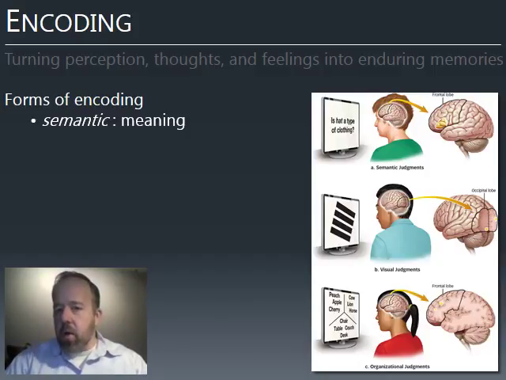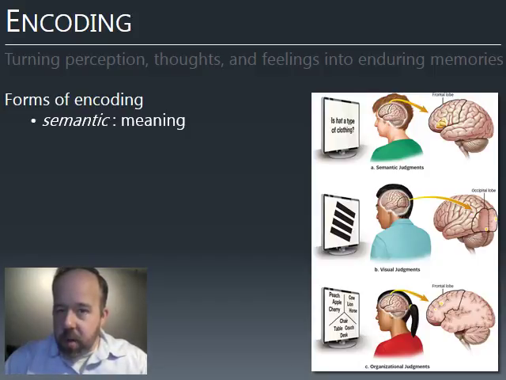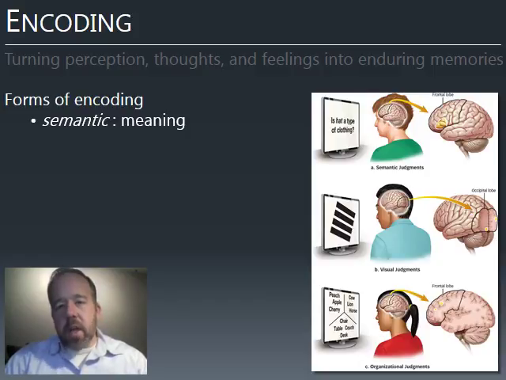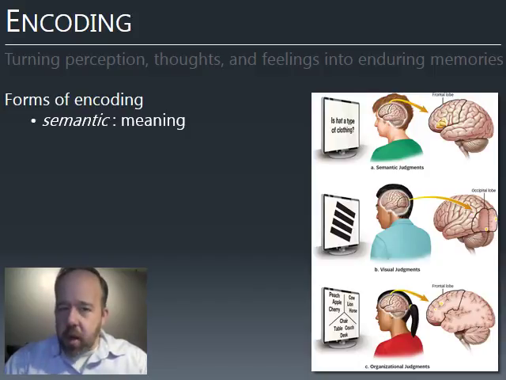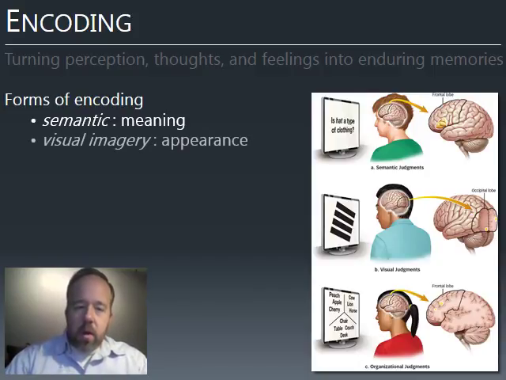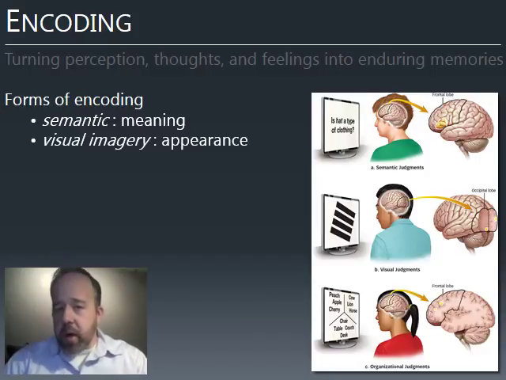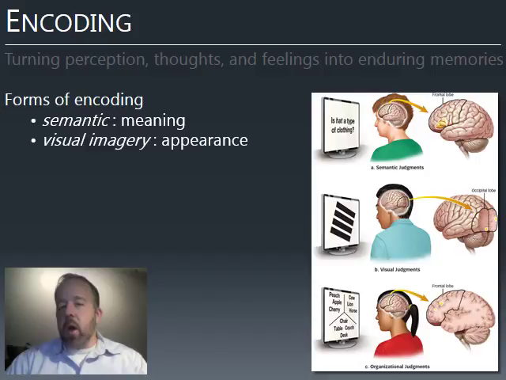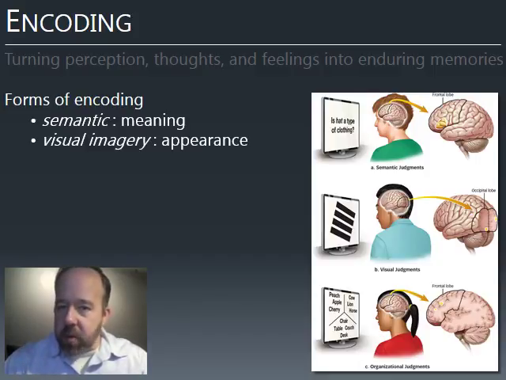And that semantic encoding seems to require a particular part of the brain. In this case, the lower left portion of the frontal lobe. And so we can see that highlighted here on the right, where that underside of the frontal lobe is color-coded to indicate that it's important for semantic encoding. There's also visual imagery encoding. And this is not looking at meaning. This form of encoding does look at the visual properties of a stimulus.